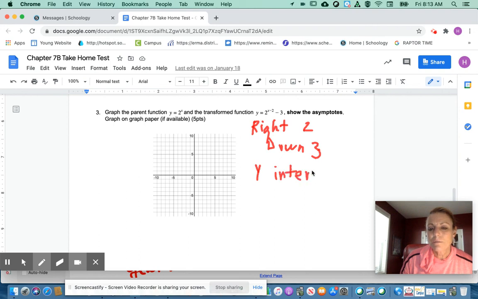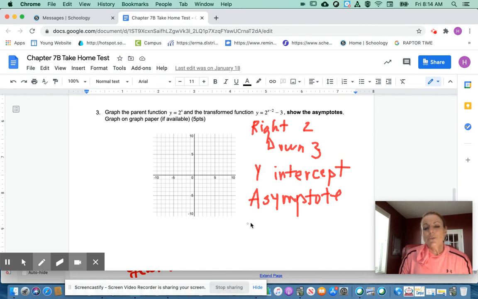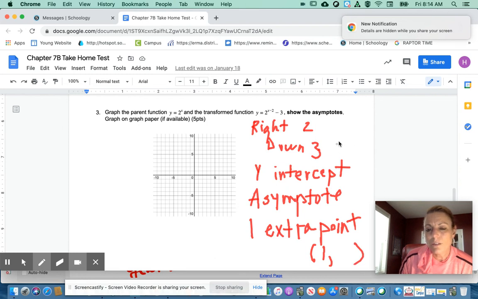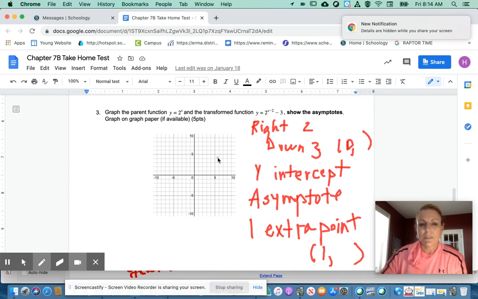For both of them, you need a y-intercept. You need the asymptote for both. And obviously, they're going to be different. And you need one extra point for each. I usually use, like I did in class, x is 1, find the y value. And the y-intercept, obviously x is 0, find the y value. You can graph them both right here on this graph. Let me know if you have questions.